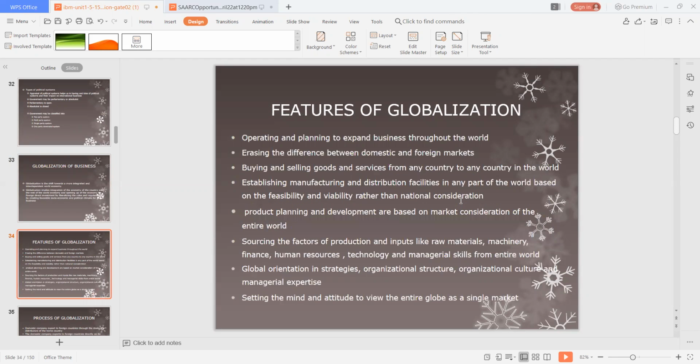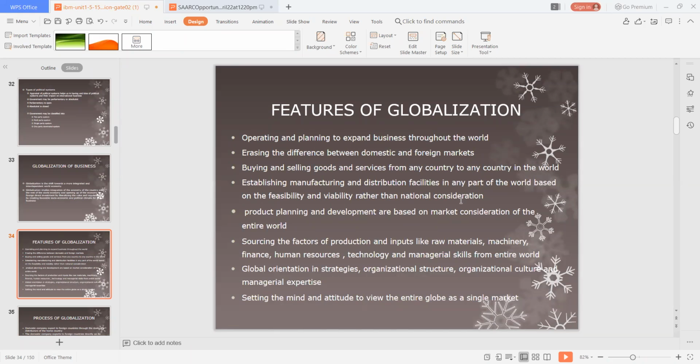Features: operating and planning to expand business throughout the world, erasing the differences between domestic and foreign markets, buying and selling of goods and services from any country to any country in the world. Yes, from one country to another country. Suppose a person is doing business in one country, they will carry out the business in another country also. Establishing the manufacturing and distribution facilities in any part of the world based on feasibility and viability rather than national consideration.